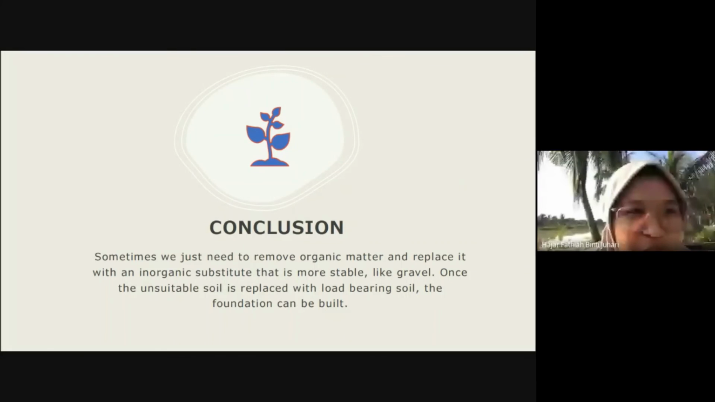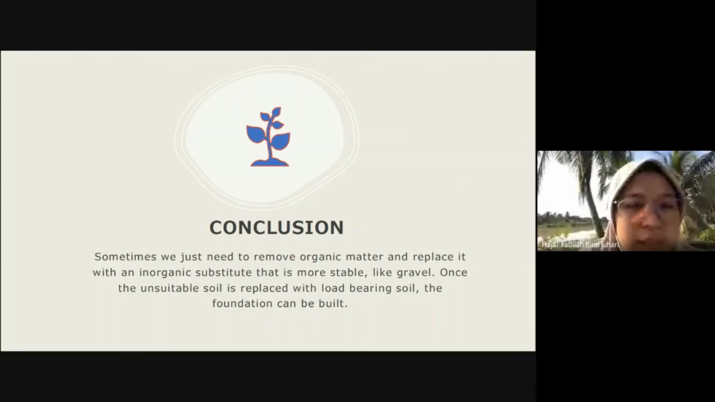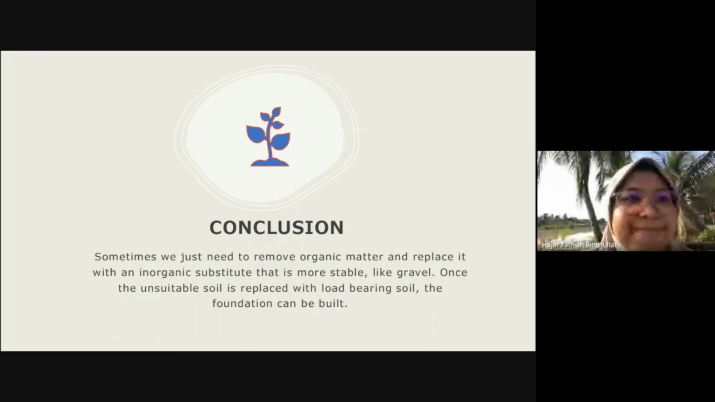In conclusion, sometimes we need to remove organic matter and replace it with an inorganic substitute that is more stable, like gravel. Once the unsuitable soil is replaced with load-bearing soil, the foundation can be built.